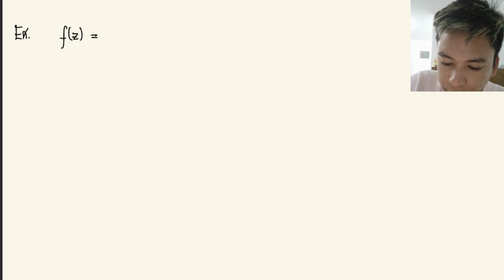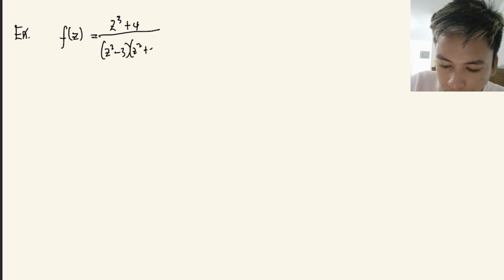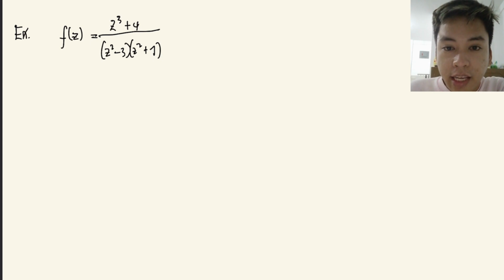Now, let's play with examples. Let's start with the example f of z equals z cubed plus 4, all over z squared minus 3 times z squared plus 1. If you notice, this one here is analytic, so the derivative exists except only when z is equal to plus or minus square root of 3 and plus or minus i.